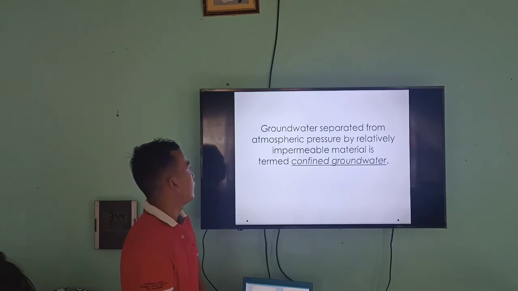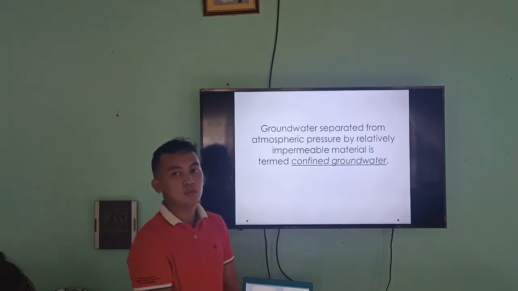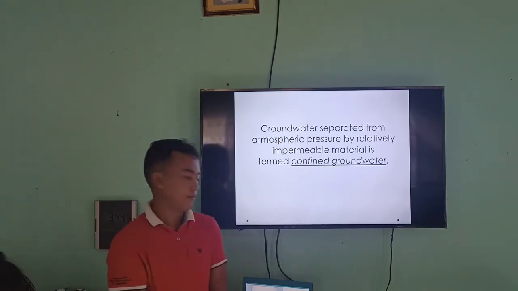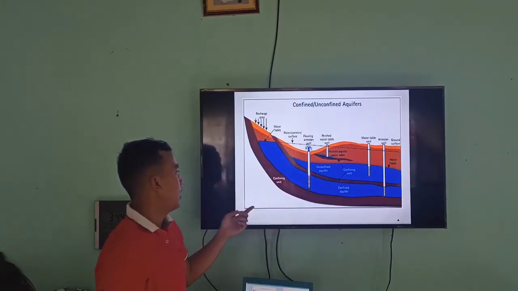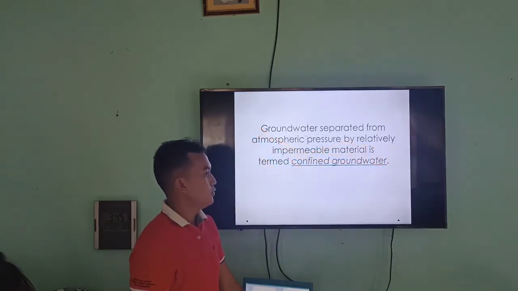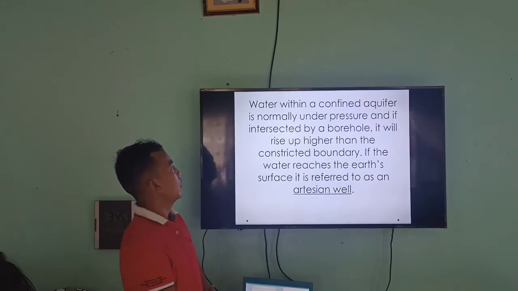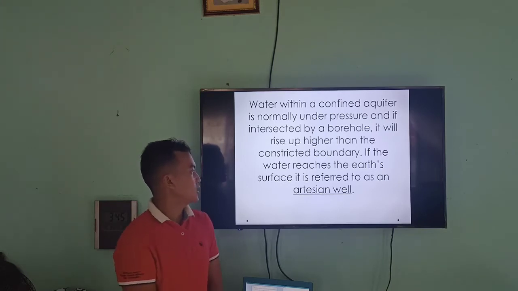Groundwater separated from atmospheric pressure by relatively impermeable materials is termed confined groundwater. As you can see, this is the confined groundwater because it is confined. It is inside the impermeable materials. Water within a confined aquifer is normally under pressure, and if it's intersected by a borehole, it will rise up higher than the constricting boundary. If the water reaches the Earth's surface, it is referred to as an artesian well.